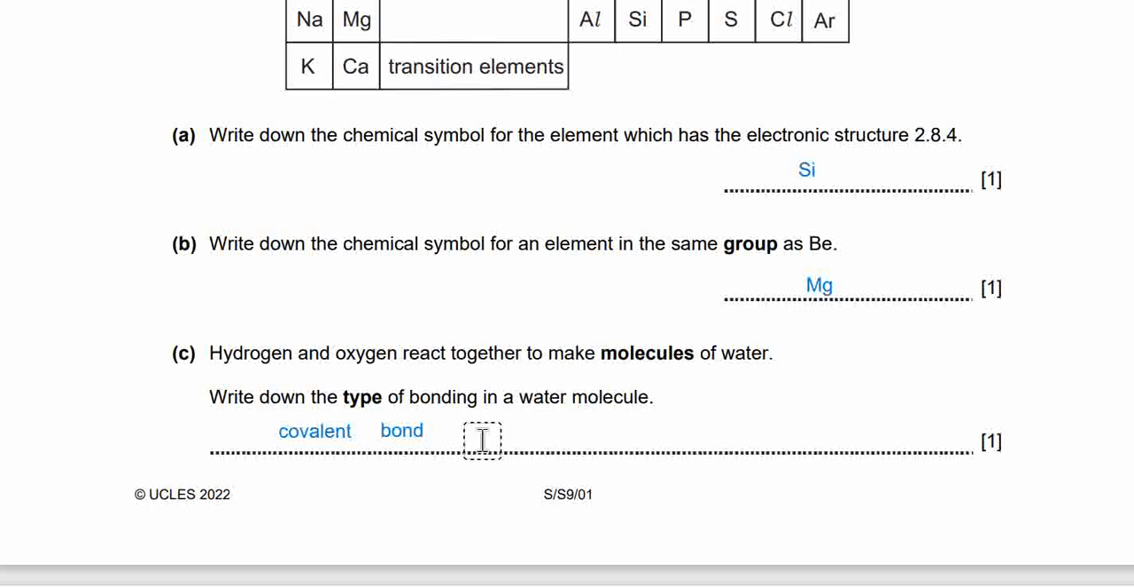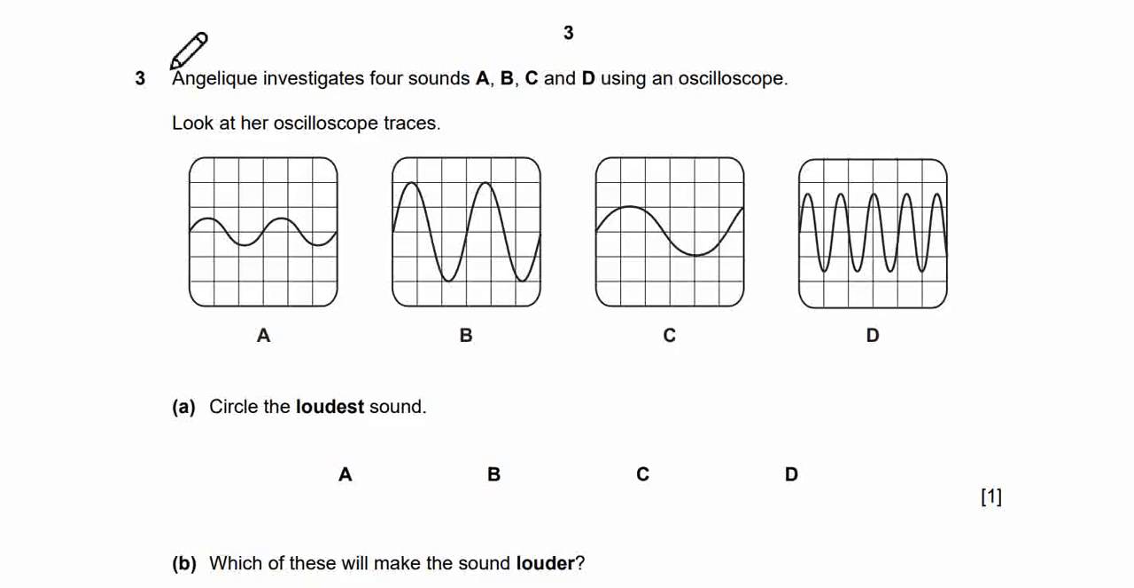Alright, next number. Here we go, number 3. Angelique investigates four sounds A, B, C, D using an oscilloscope. Look at her oscilloscope traces. Circle the loudest sound. Loudness is connected with amplitude.